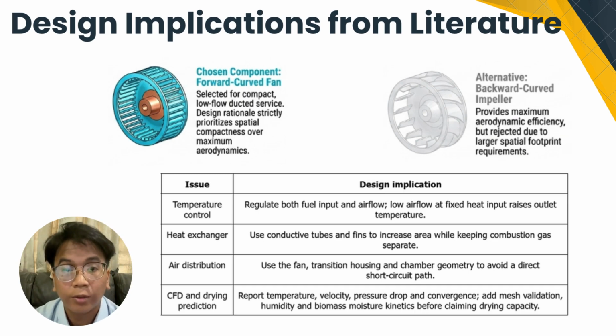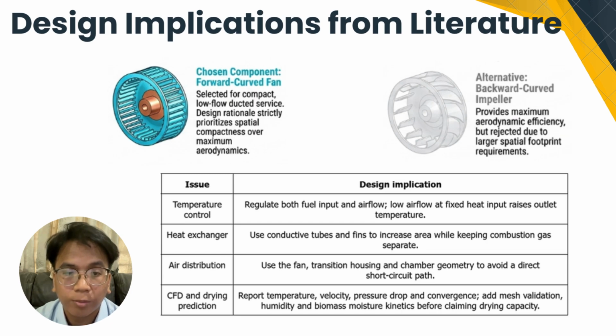Based on the literature review, several important design considerations were identified. For temperature control, both fuel input and airflow rate must be regulated because low airflow with constant heat input can increase the outlet temperature. For the heat exchanger design, copper tubes and aluminum fins are selected because they provide high thermal conductivity and larger heat transfer area while keeping combustion gases separated from the drying air.